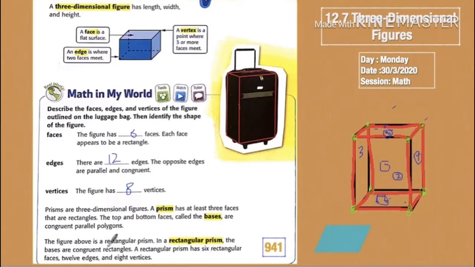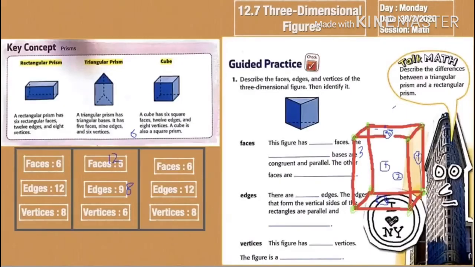Now here, the figure above is a rectangular prism, even the suitcase. In a rectangular prism, the bases are congruent rectangles. A rectangular prism has 6 rectangular faces, which is what we got correct, has 12 edges, and we got that also correct, and has 8 vertices. So anything in the shape of a suitcase, no matter what size it is, is a rectangular prism, and it's going to have 6 rectangular faces, 12 edges, and 8 vertices. Alright, we are going to move on because we have more three-dimensional figures to learn about.